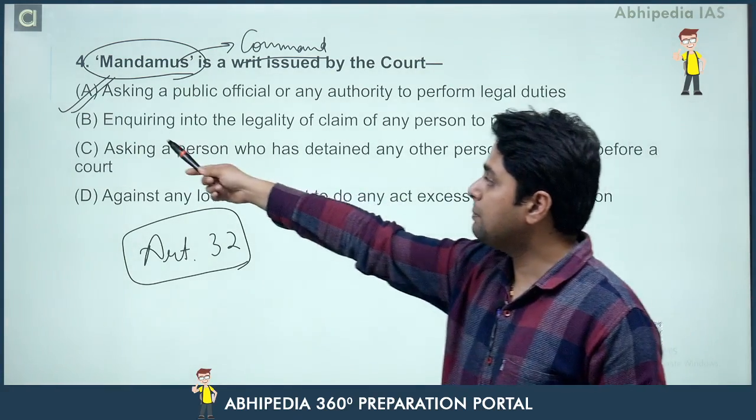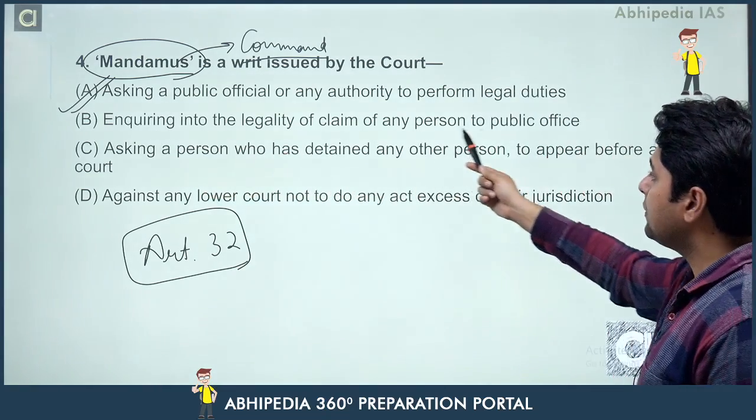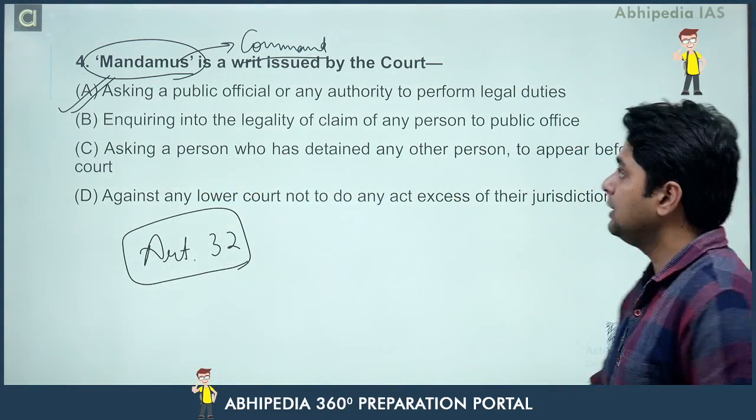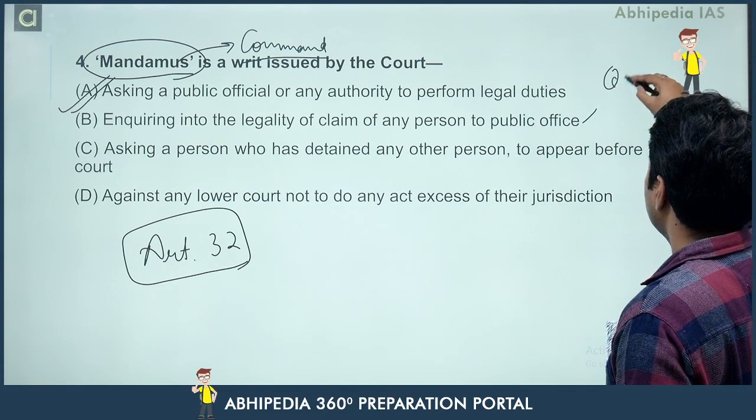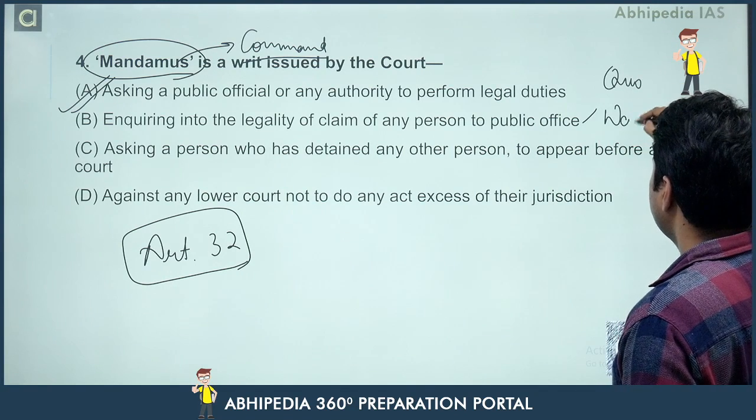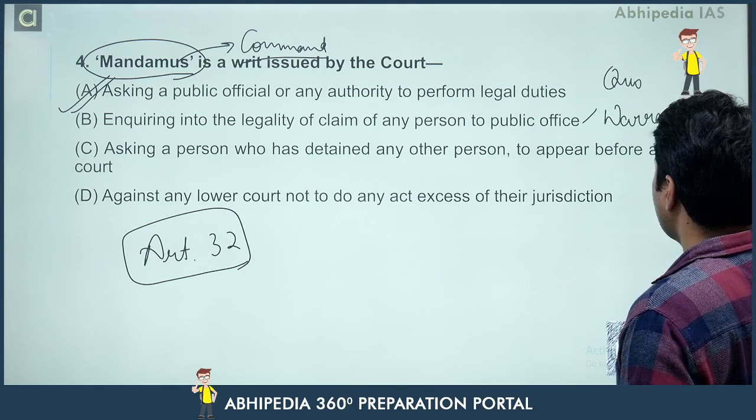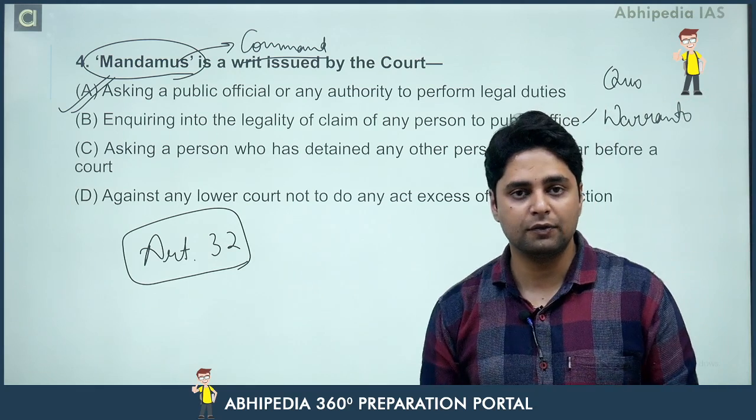Like statement B, enquiring into the legality of a claim of any person to public office. This is the writ of quo warranto. The writ of quo warranto. By what warrant or authority are you holding this particular office?